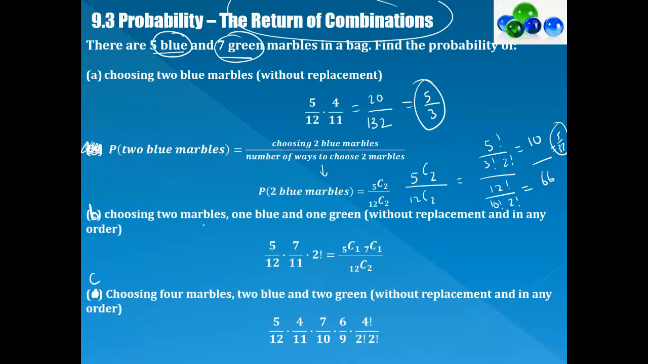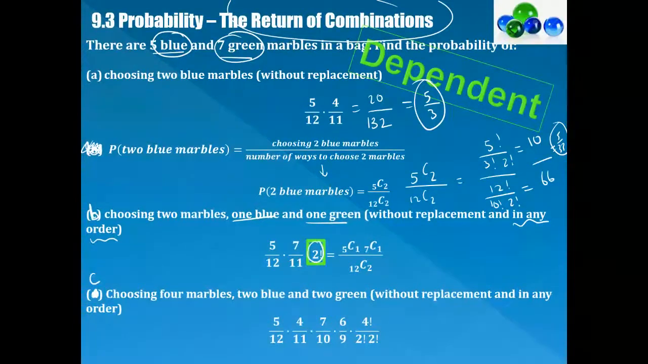What about choosing 2 marbles, one blue and one green? And I'll explain what all of this is because you obviously haven't looked at it yet, right? Choosing 2 marbles, one that's blue and one that's green, without replacement in any order. And that's a really key piece of it here, the in any order. That's where this is coming from. I think something animates. They're dependent. There you go. There's the animation.